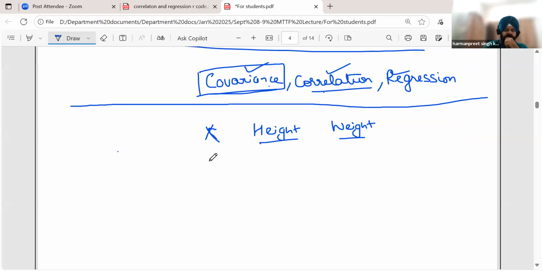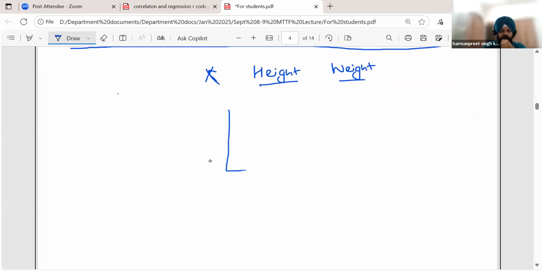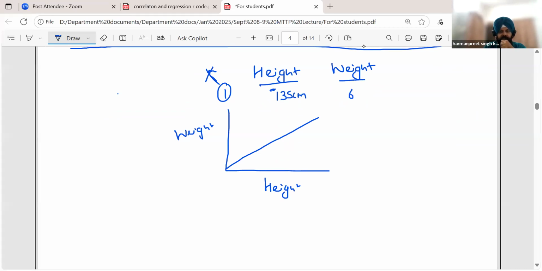Linear relationship means that when we plot one variable's value on the x-axis and another variable's value on the y-axis, we can draw a straight line, and most of the time we find that for the corresponding values, for the first person, we got height as 5 feet, which can be written as 165 centimeter, and weight as 70 or 60. For the second observation, second person, I got height as 155 centimeter and weight as 70, and so on.